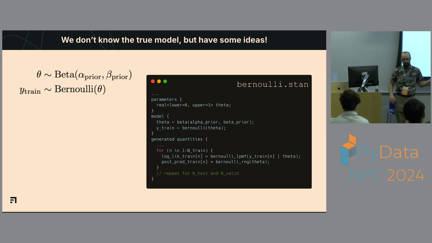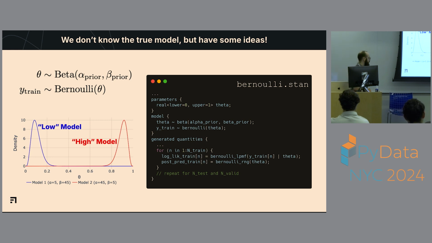And then we'll also have the posterior predictions. So we'll have out-of-sample likelihood, out-of-sample predictions. And then what we're going to do for this simple example is we're just going to have two models. They're just different sets of priors.